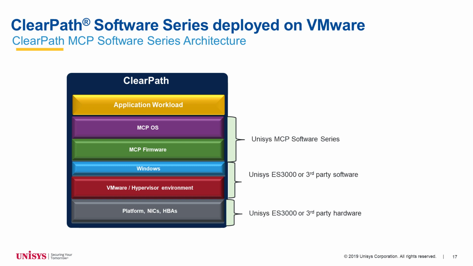When you deploy on VMware, it's a similar type of environment. We always provide the operating system and the firmware for MCP, while the Windows and your VMware environment, as well as the platform, you have options and you can make choices for your particular environment. So if you happen to have, for example, an enterprise type of license for Windows, where you have like a site license, you can utilize those licensing choices to run the MCP software series.